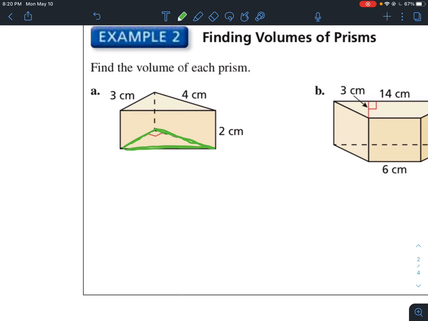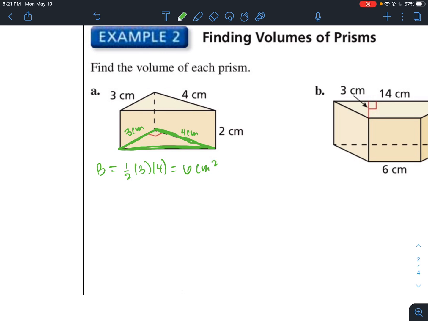So can we find the area of this triangle? Area of a triangle is half of the base times the height. This triangle has a base of 3 centimeters, and the height is 4 centimeters. So the area of the base is equal to half of 3 times 4, which is equal to 6 centimeters squared. Area is measured in squared units.